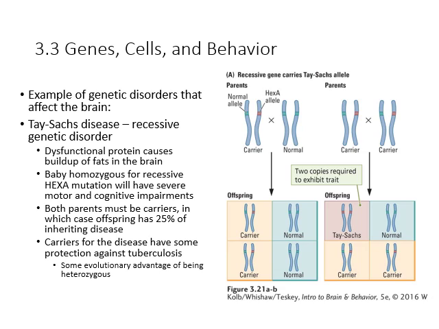Carriers for the disease, interestingly, have protection against tuberculosis. So if you have one dominant and one recessive allele, which means you would not have the disease but you would be a carrier, there's kind of an evolutionary advantage to being a carrier, which might explain why this disease is still present in our gene pool.